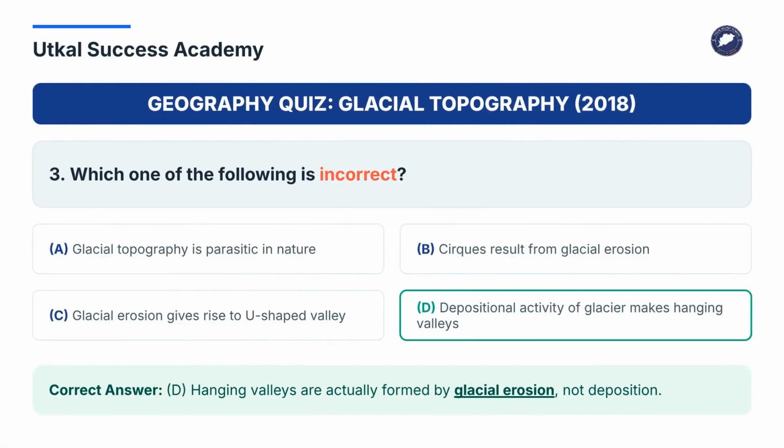Let's review a geography quiz question from 2018. Which statement about glacial topography is incorrect? The correct answer is D, that depositional activity makes hanging valleys. Hanging valleys are actually formed by glacial erosion, not deposition.